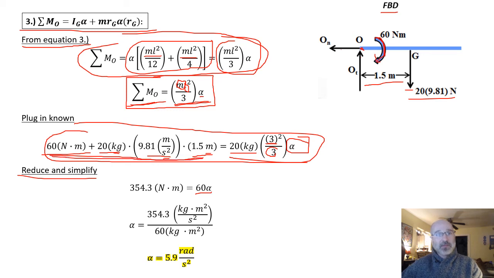I do my math and simplify down on my left-hand side, and end up with 354.3 Newton meters, when I do out my unit analysis, equal to my 60 alpha. So I can rearrange this and solve for alpha, still doing out my unit analysis to make sure I'm in the right units. My alpha is equal to 354 divided by 60. What I end up with is alpha equal to 5.9 radians per second squared.